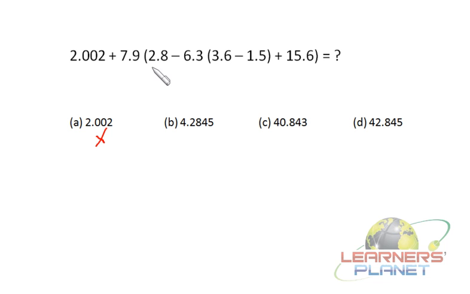That means the answer should be much more than 2345. That means it must be around 40.843 or 42.845. So even this cannot be the right choice. Now we have to see from both of these options. So now let's apply the digital root concept. The sum of digits over here, it will be 4, that is 2 plus 2, irrespective of the decimal.